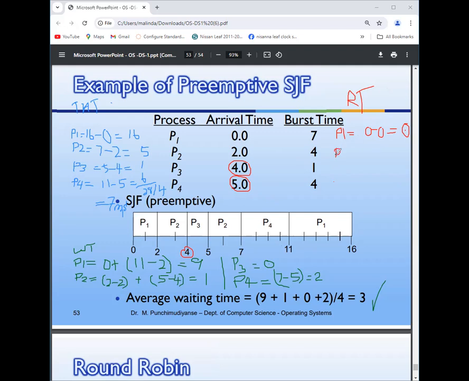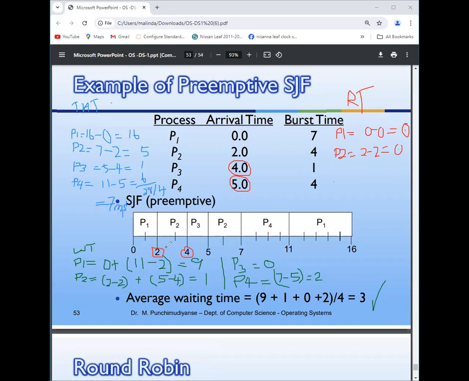For the P2, arrived at time 2 and got the first CPU at time 2 also. It haven't waited, P2 also. So P2's waiting time is 2 minus 2, again 0. So we won't consider the other waiting times. So initial waiting time only we consider from arrival to the queue until it gets the first CPU.